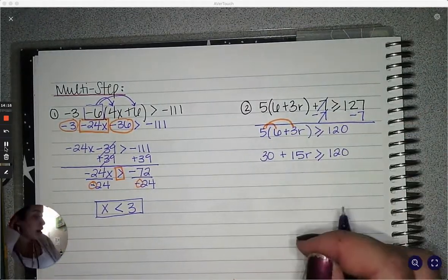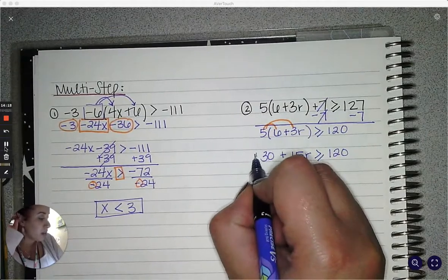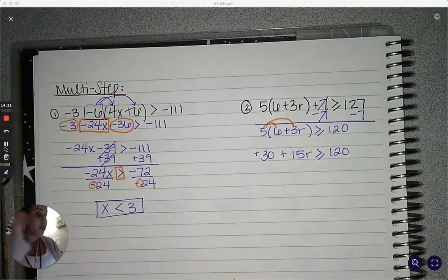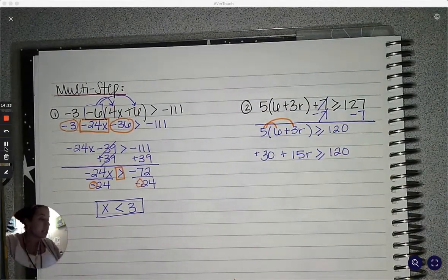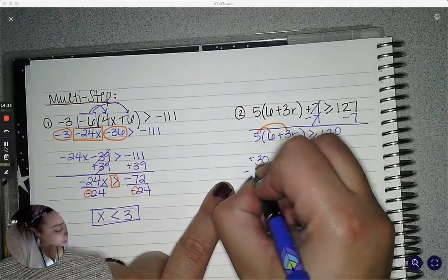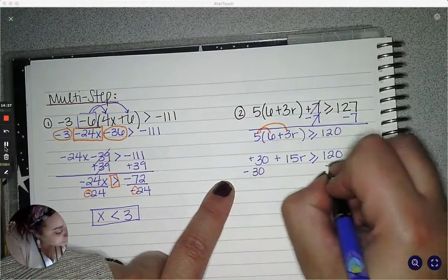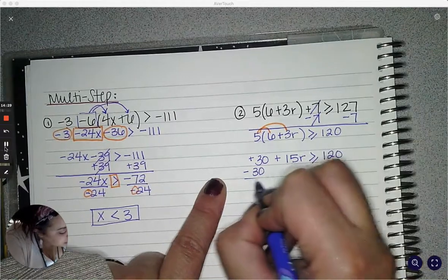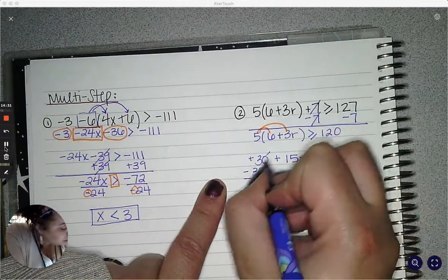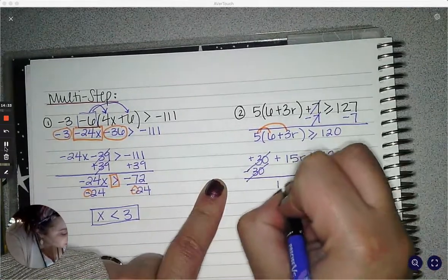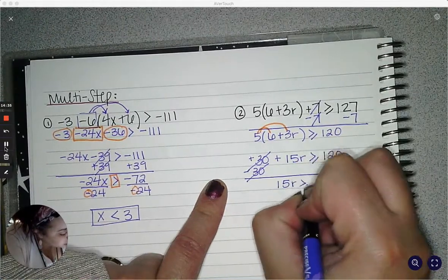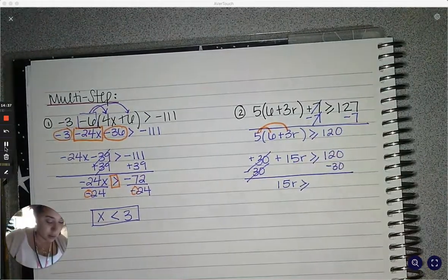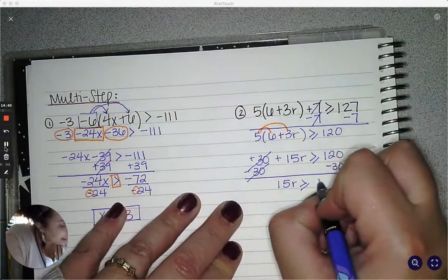Okay, so we want to get r by itself. Remember, this is a positive 30. If it wasn't, there would be a negative sign in front of it. So I'm going to subtract 30 from both sides. Those zero out, so we have 15r is less than or equal to 120 minus 30, which is 90.